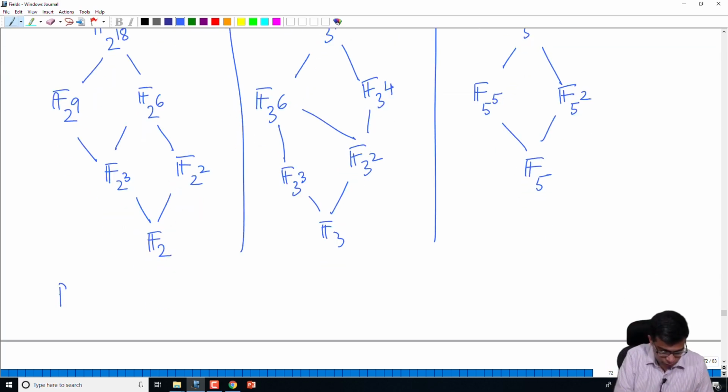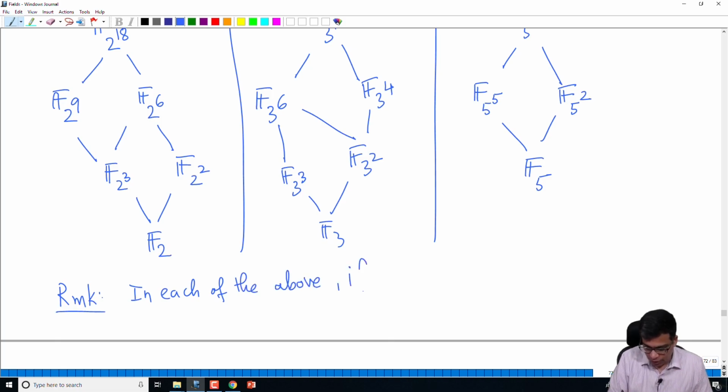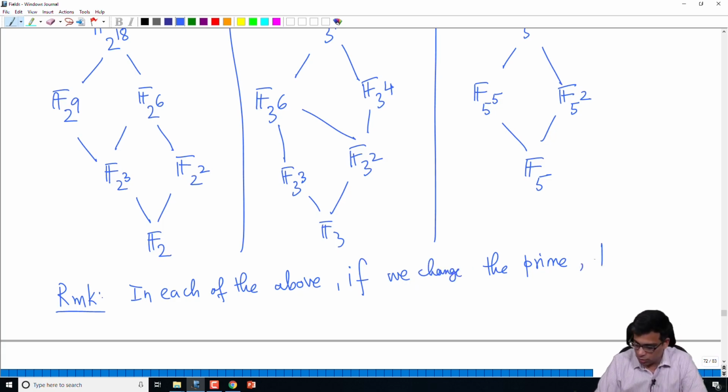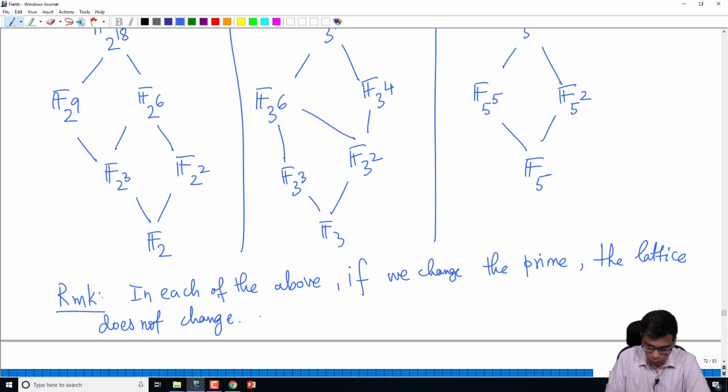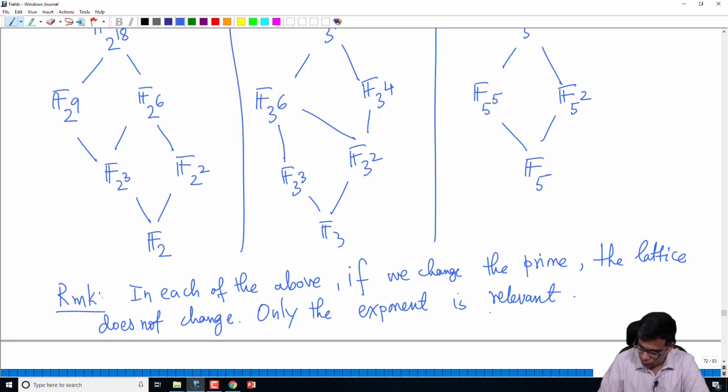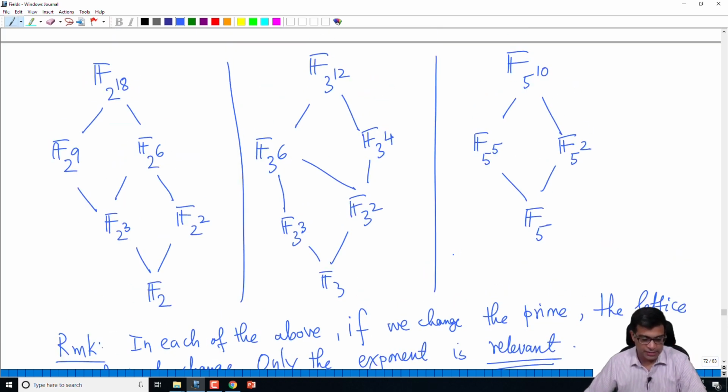So important remark, in each of the above, if we change the prime, the lattice does not change. Only the exponent is relevant. So what I am saying is that here 18 is the relevant number.